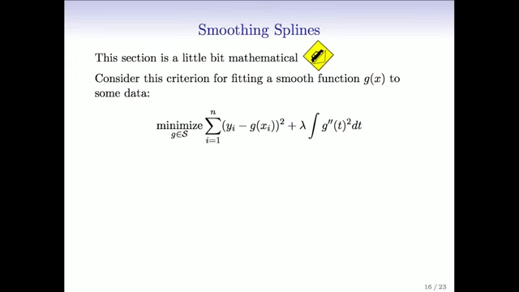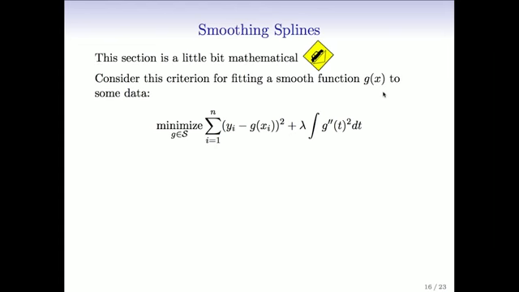Okay, well, there's our notorious danger sign in the book. When you see one of these, you know material's getting a little bit more tricky. It's certainly mathematically more tricky. And smoothing splines are a little bit more challenging mathematically, but they're beautiful as well. So let's talk about them.